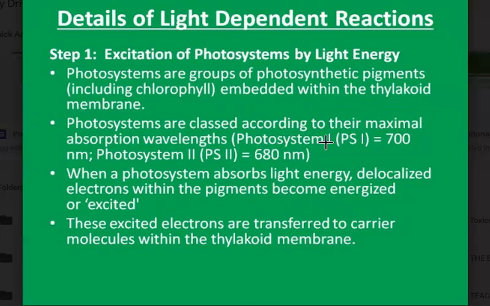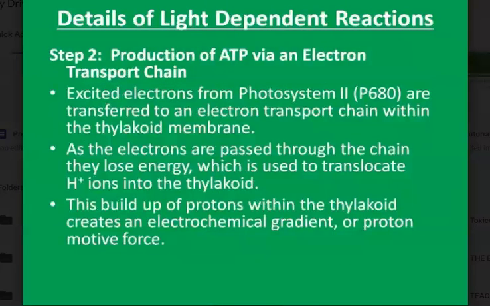Now, when a photosystem absorbs light energy, the localized electrons within the pigments become energized, I mean, they become excited. These excited electrons are transferred to carrier molecules within the thylakoid membrane. So that's step one, what occurs there, as I've just described. These are details.